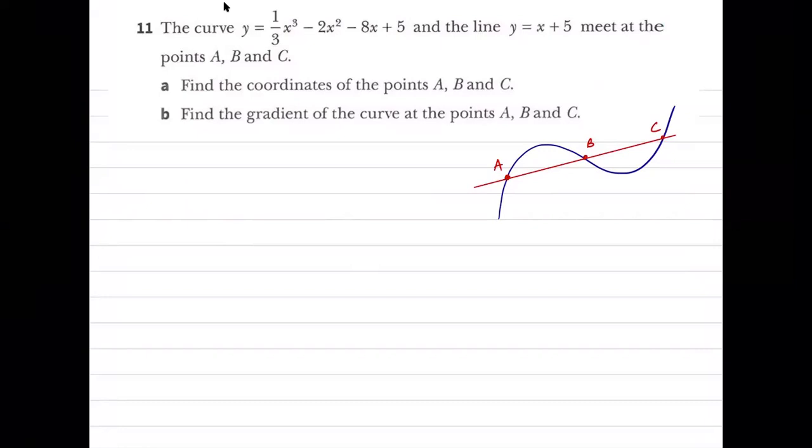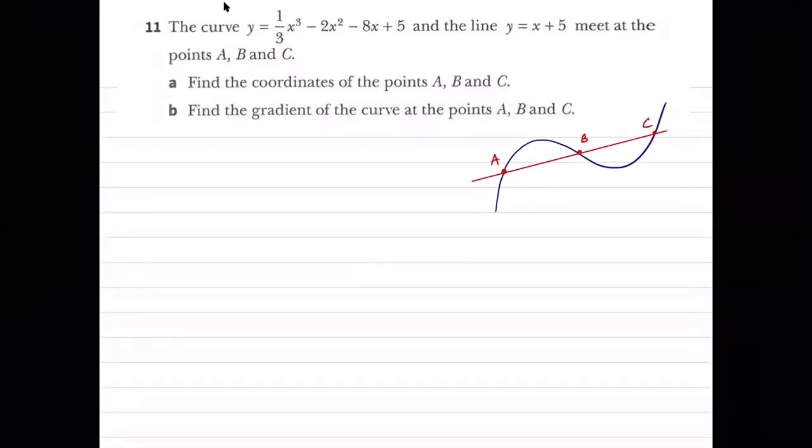So in order to find the coordinates, I'll have to equate the line equation with the curve. Okay, this might be a little lengthy. Sir, can you explain what we have to do again? Yeah, sure. The question says there's a cubic function and there's a straight line function. They are meeting at the points A, B, and C, and you are being asked to find the coordinates of the 3 points of intersection.